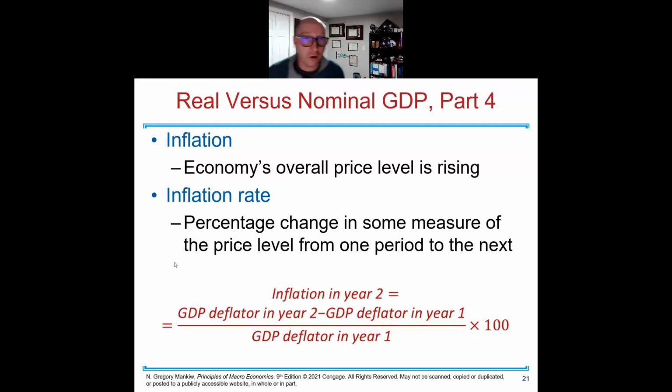Inflation, as you know, is the economy's overall price level increases. Inflation rate is calculated by taking the percent change in some price index from one period to the next. The inflation rate, typically, is about 2% a year. That's when it's normal. Inflation rate is normally about 2, maybe 3% a year. Okay, that's the normal rate of inflation. That's a healthy rate of inflation.